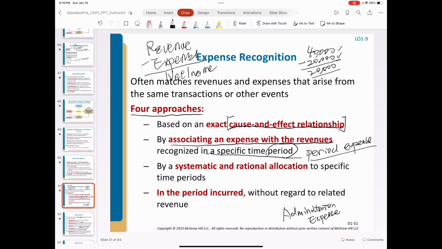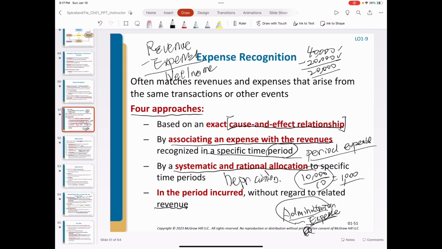The third one is systematic and rational allocation. This is based on a reasonable assumption regarding the usage. For example, depreciation. Assume the company buys a computer worth $10,000. It can be used for 10 years and the residual value is zero, right? It makes sense. Each year, the company should recognize $1,000 expense for depreciation. So that's the systematic and rational allocation, just based on the calculation. The actual use of this computer may be different from the numbers.